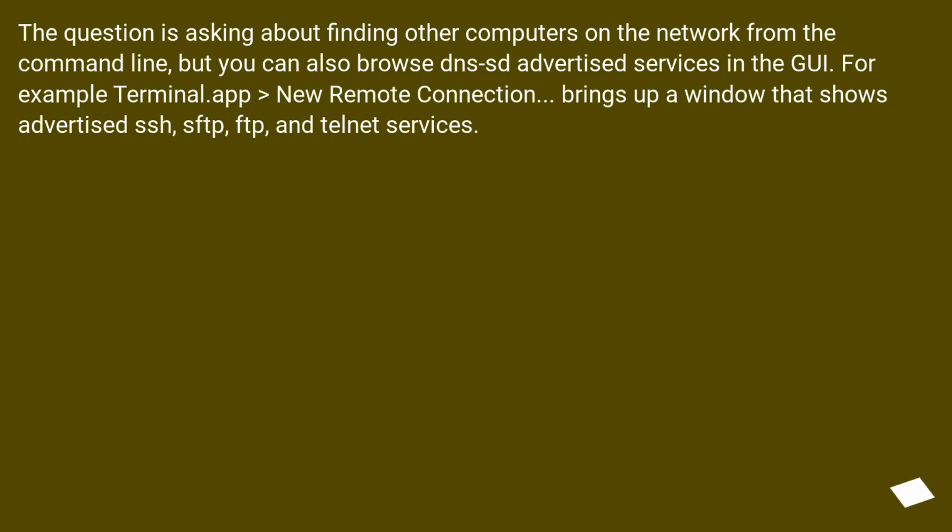The question is asking about finding other computers on the network from the command line, but you can also browse dns-sd advertised services in the GUI. For example, Terminal.app and Shell, New Remote Connection, brings up a window that shows advertised SSH, SFTP, FTP, and Telnet services.